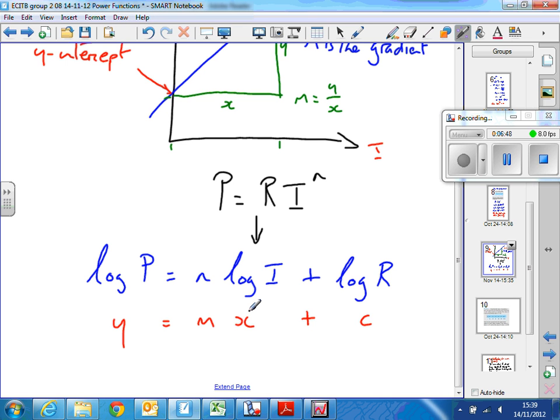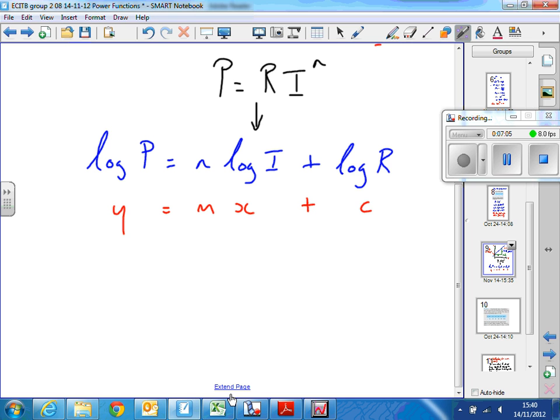So the question says, prove that. And so by getting a straight line, when we plot log power against log of the current, we've proved that it is of this relationship, because otherwise we wouldn't have got a straight line. Once we've proved that it is a straight line by plotting log power against log current, then the gradient of that line will give me the value of n in this function here, and the y-intercept will give me log of r, which means I can then find out what r is in this.